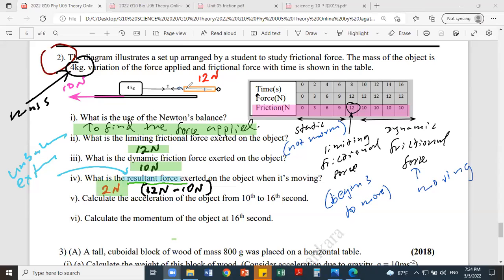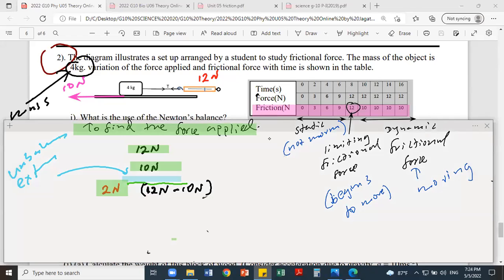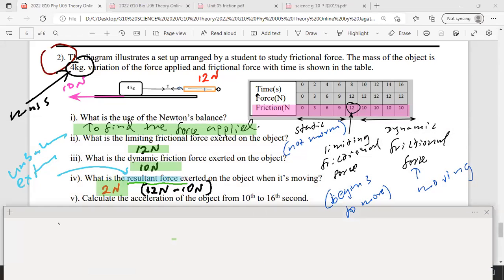Okay, Muhammad, what is the answer? Yes? Part 5. 3. Okay, let's see. Yes. Okay, good. Let's see.